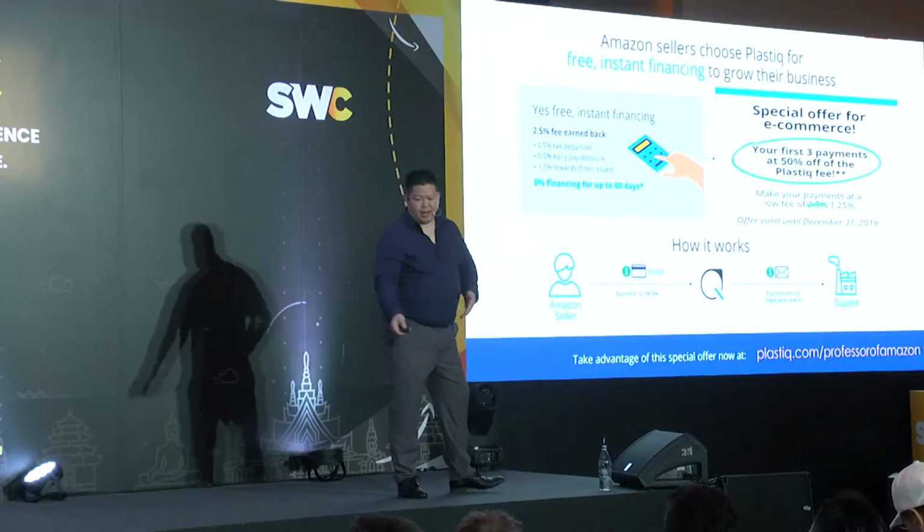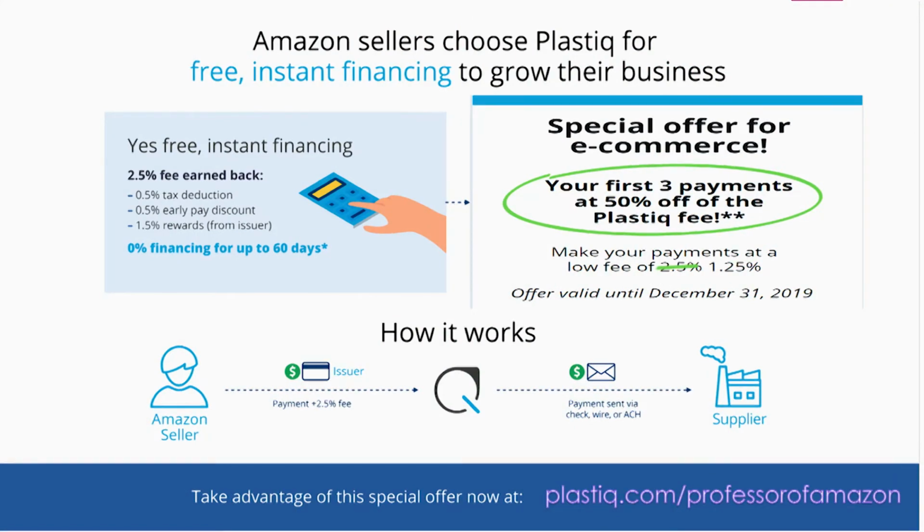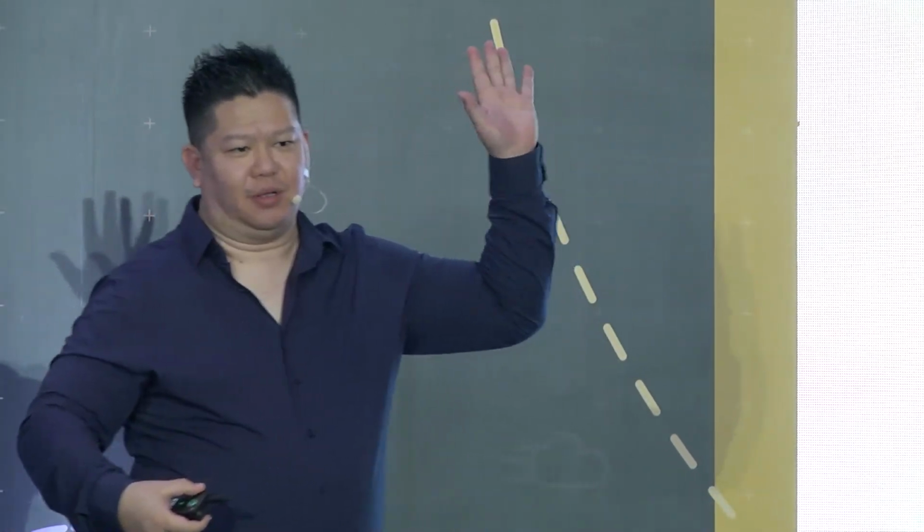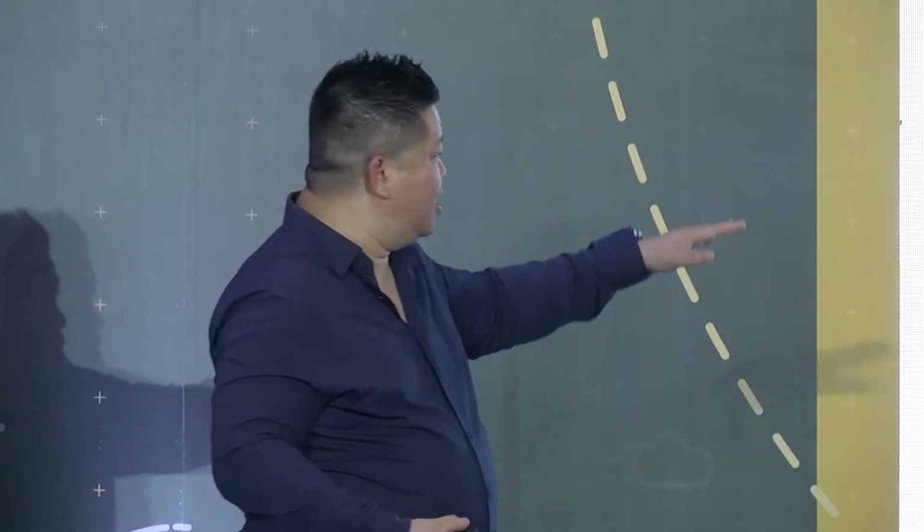And this is a company called Plastiq. You go to plastiq.com for Professor of Amazon. If you go there, they'll give you some discounts too, like 50% on the first 3 payments. You can use this credit card to pay your vendor. You use your credit card on the site, charge it, and they'll wire money to the vendor. So if you already have a black card or Amex card with 2-3%, you can use that instead of the loans I talked about, the company line of credit. Then you have terms and cash flow, and compounded with talking to your factory about getting 2 months free, plus another 2 months, that's 4 months.